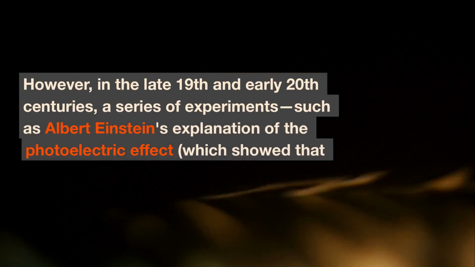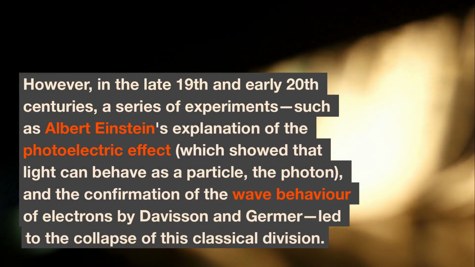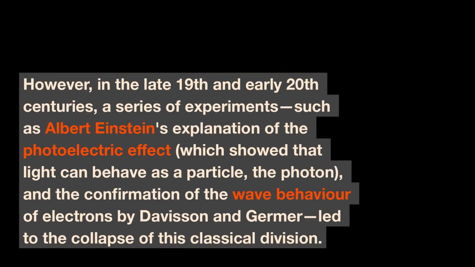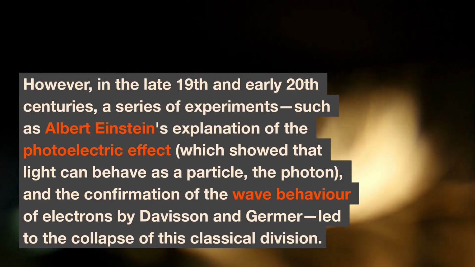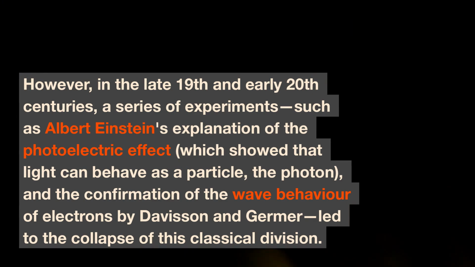However, in the late 19th and early 20th centuries, a series of experiments, such as Albert Einstein's explanation of the photoelectric effect, which showed that light can behave as a particle, the photon, and the confirmation of the wave behavior of electrons by Davisson and Germer, led to the collapse of this classical division.